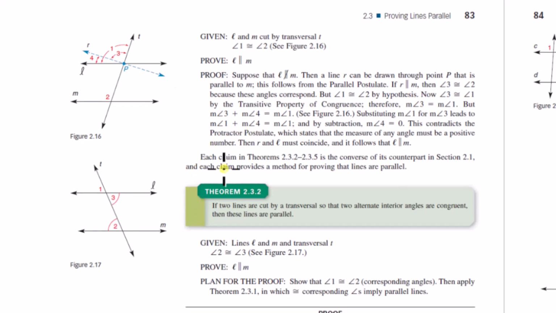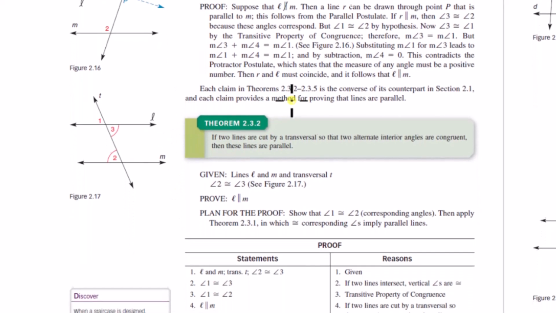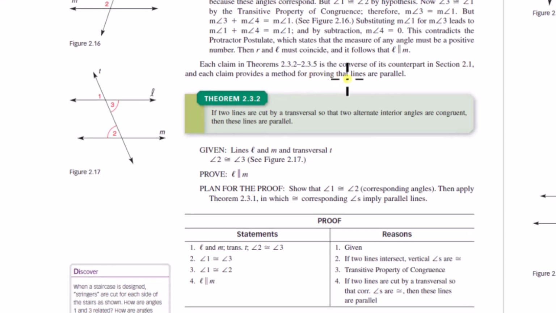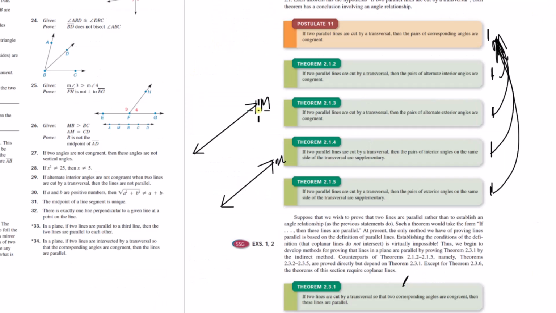There's the proof. Now, each claim in theorems 2.3.2 to 2.3.5 is the converse of its counterpart in section 2.1, and each claim provides a method for proving that lines are parallel. So we're going to now prove the converse of each of these theorems. If two parallel lines are cut by a transversal, then the pairs of alternate interior angles are congruent. We want to prove that if you can show that a pair of alternate interior angles are congruent, then the two lines are parallel.